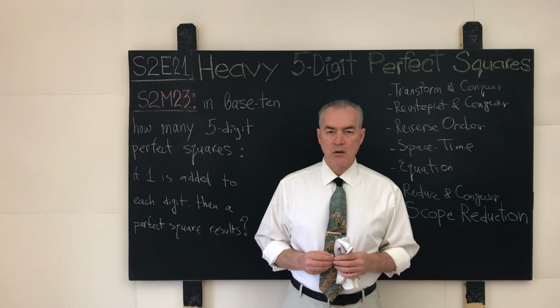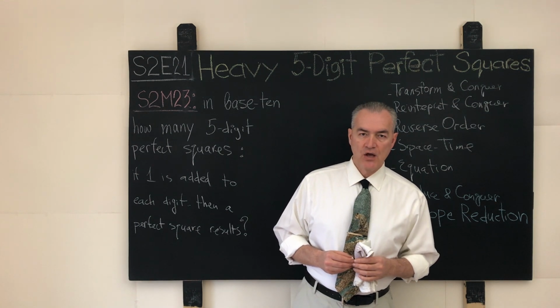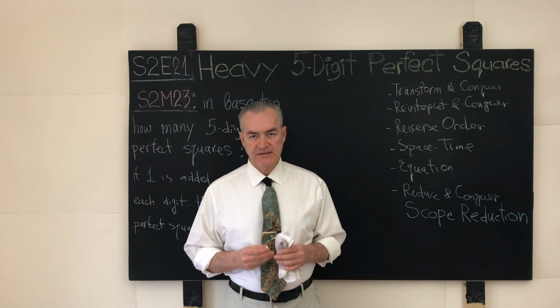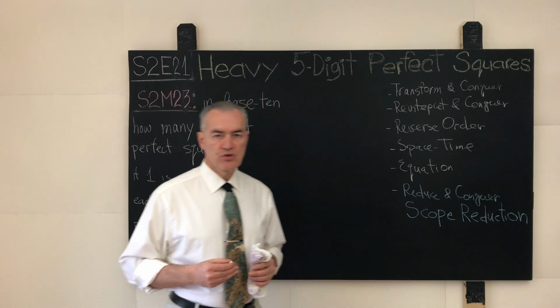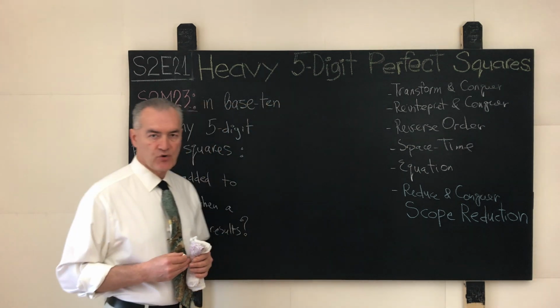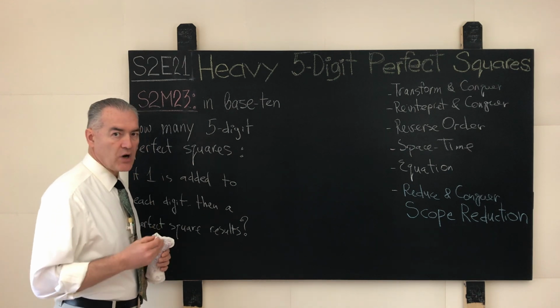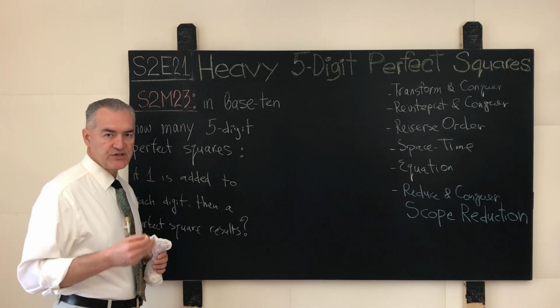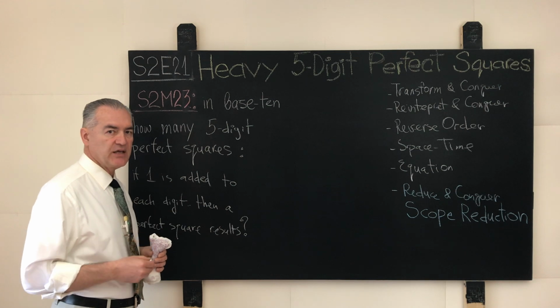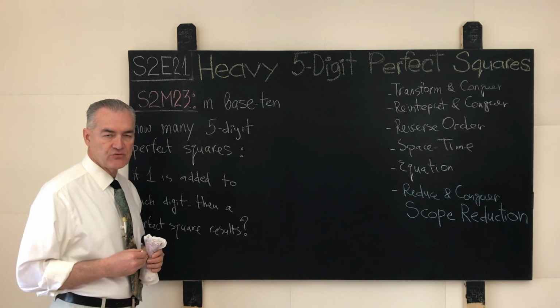In the mathematical problem S2E21, working exclusively in base 10, we're asked to compute the number of 5-digit perfect squares that have the following property. If 1 is added to each and every digit of that perfect square, yet another perfect square results.